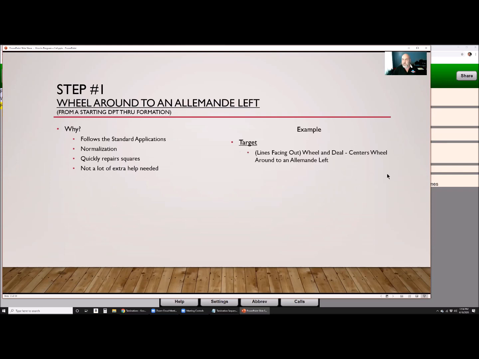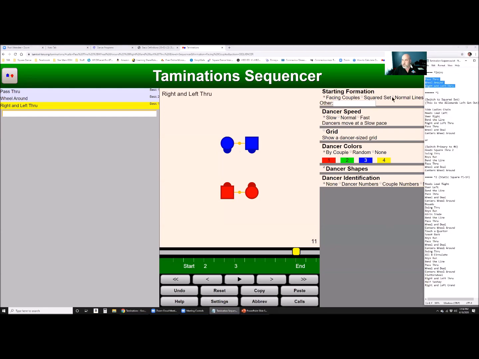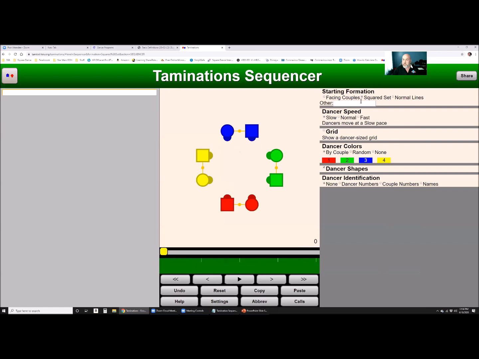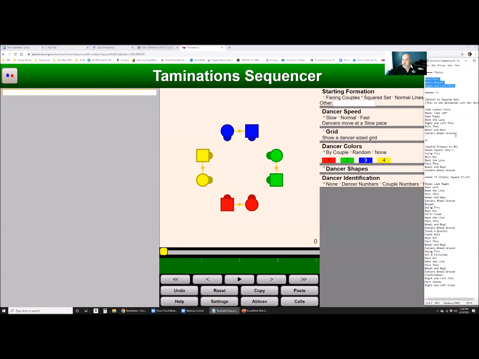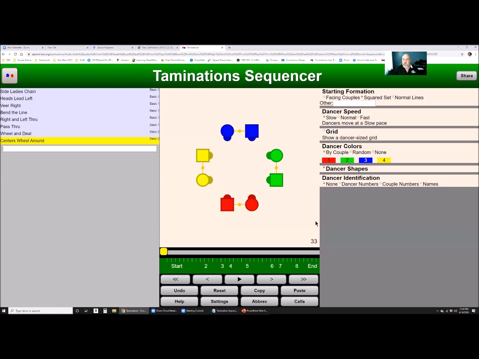So there's a bunch of different ways to take a look at the call. And what we're going to do here is switch to a squared set for you. And then we're going to just give you a little taste of it. Now, the hard part with Taminations is that you can't really set them up very well.